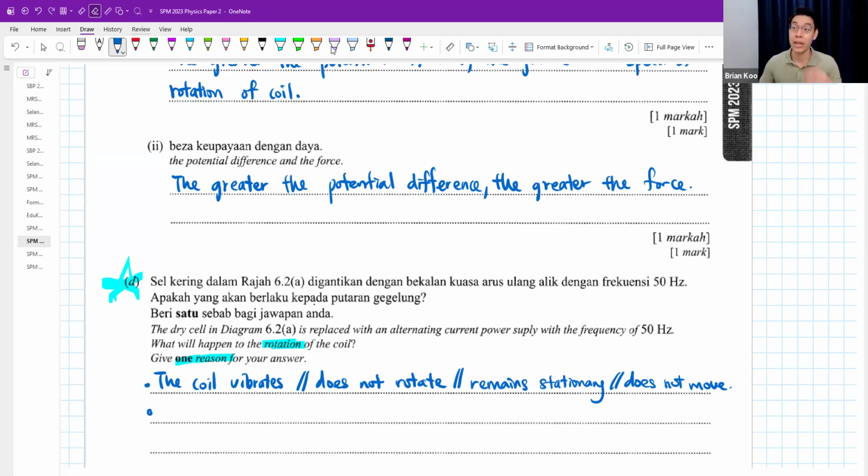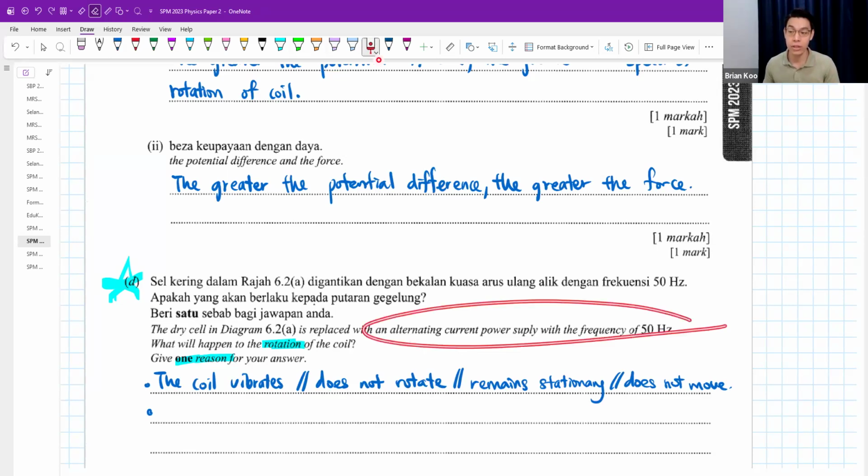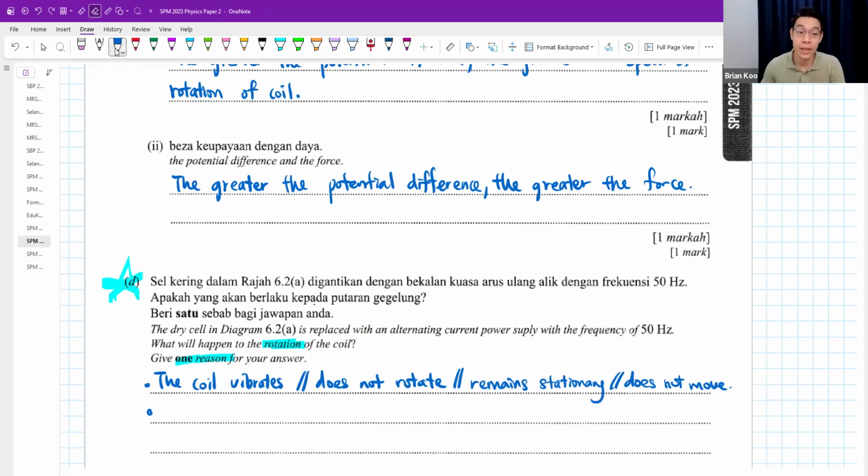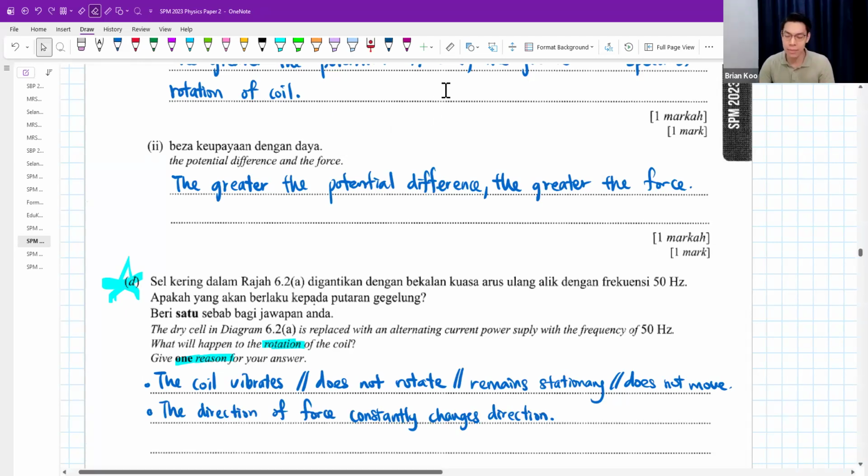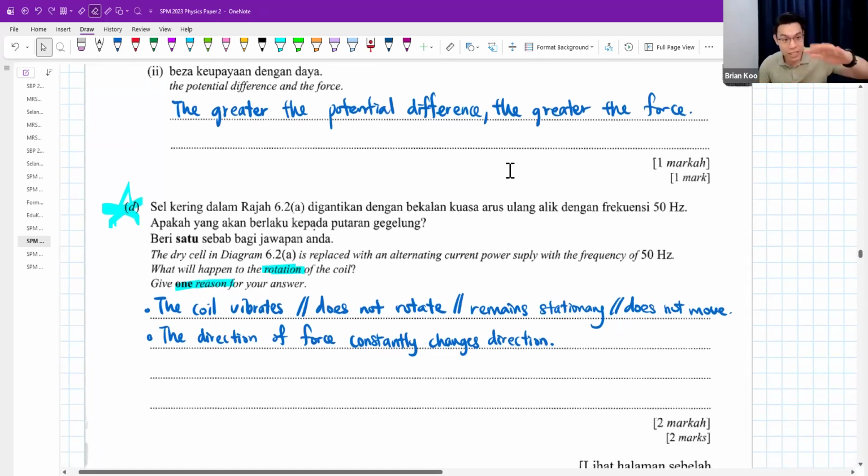Okay, so the reason is you go and tell them that your current changes direction, your force also will keep on changing direction non-stop. The direction of force constantly changes direction. Okay, or you want to say the force, got many ways to explain it, but as long as you talk about force keep changing or keep reversing direction, also can. Yeah, got a few ways to answer, but you must talk about the force for your reason. That's why it just vibrates. But quite a good question, this one, huh?